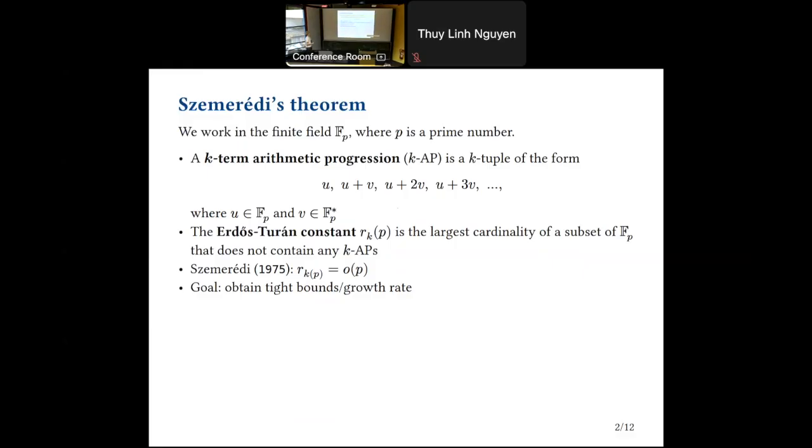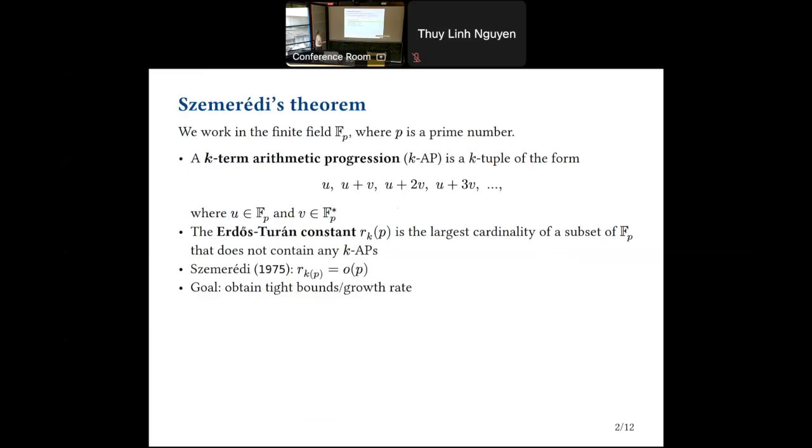We have a prime number P. We work in the finite field with P elements. And here we look at arithmetic progressions. So you start with one element in F_P, and you choose a distance, and then you go k times the distance, and then you have an arithmetic progression. This is called a k-term arithmetic progression. The Erdős–Turán constant is the largest cardinality of a subset of F_P that does not contain any arithmetic progressions.